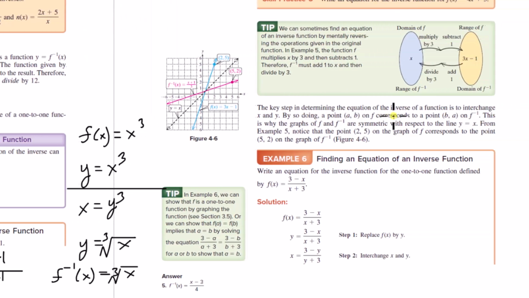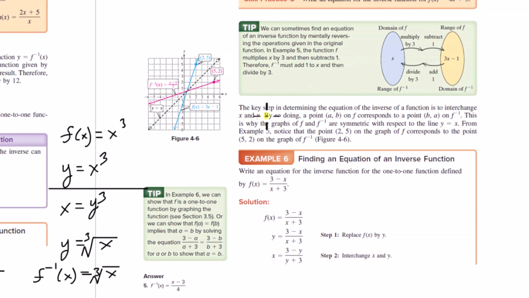The key step in determining the equation of the inverse function is to interchange x and y. By so doing, a point (a, b) on f corresponds to a point (b, a) on f minus 1. This is why the graphs of f and f minus 1 are symmetric with respect to the line y is equal to x. Okay, yeah. Let's read this again. The key step in determining the equation of the inverse of a function is to interchange x and y. By doing so, a point (a, b) on f corresponds to a point (b, a) on f minus 1.